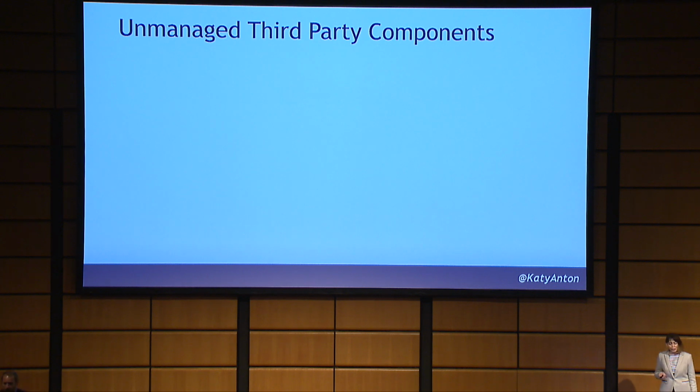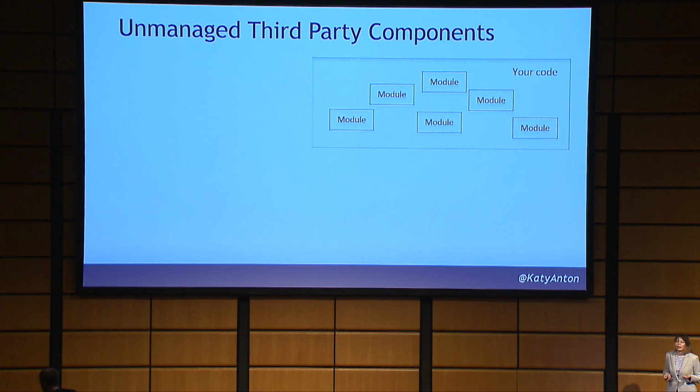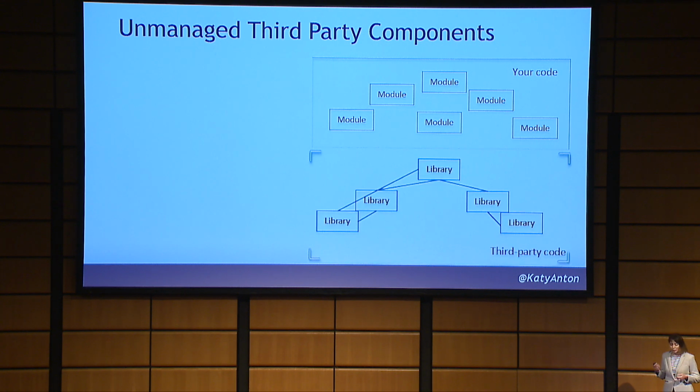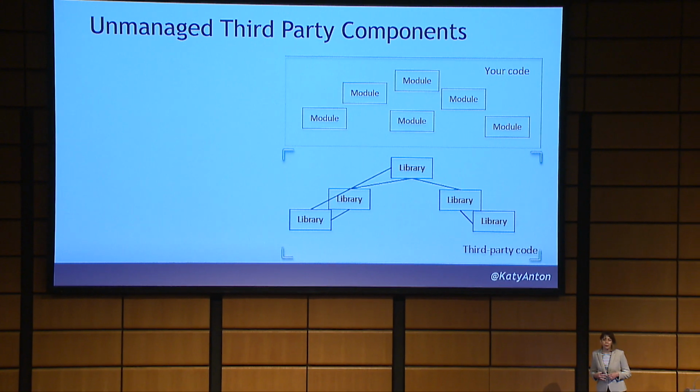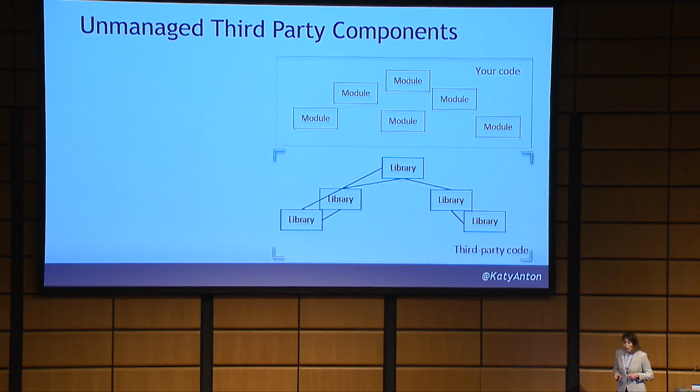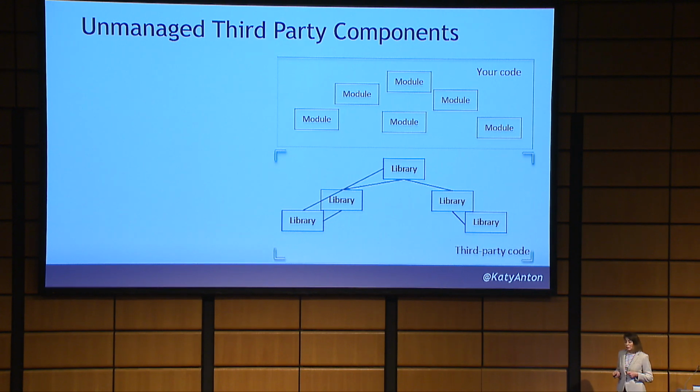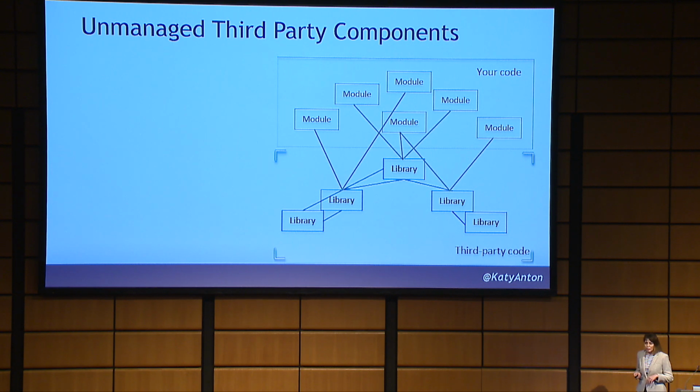Let's consider the following structure, where you have your own code, but now you also bring in a third-party component, which depends on a library, that depends on another library, that depends on another library. And now you start implementing functionality from this code. And you implement it in a module, then another module, then another module. As you can see, this is a complex structure. And this is one of the problems.